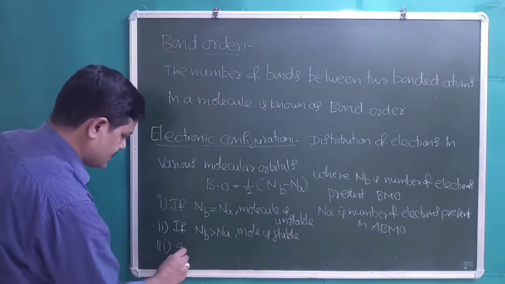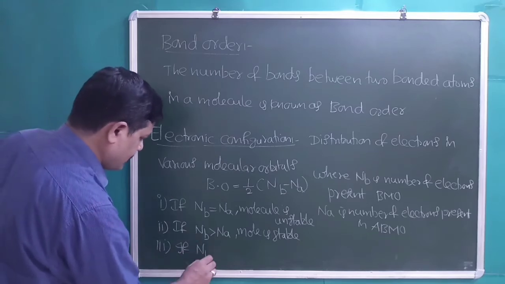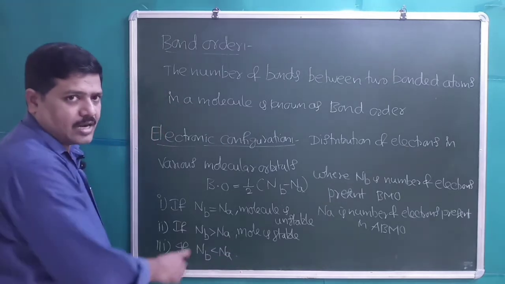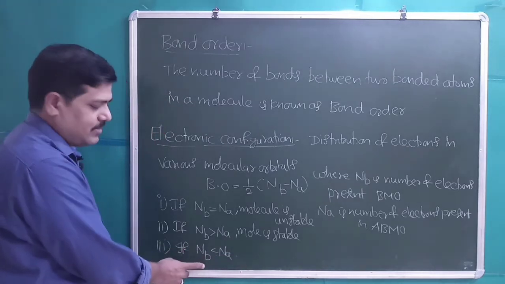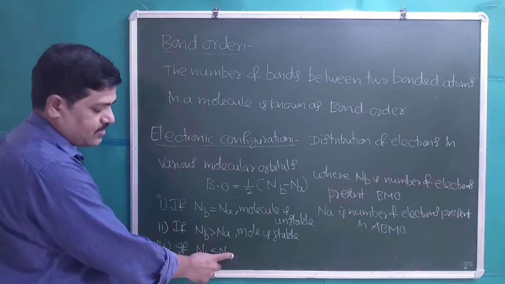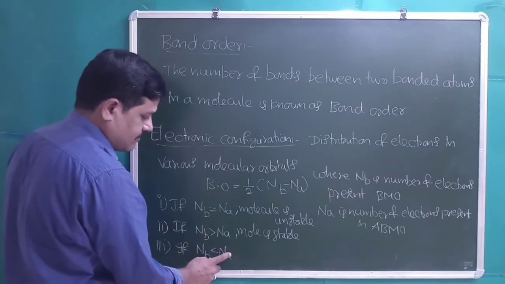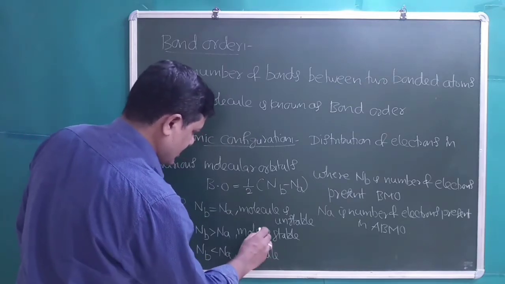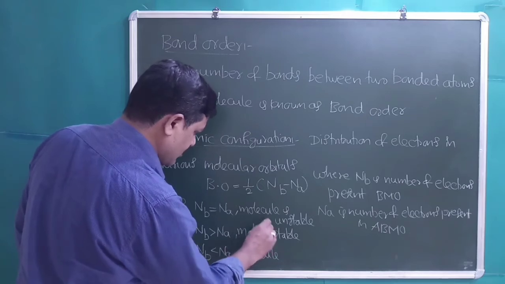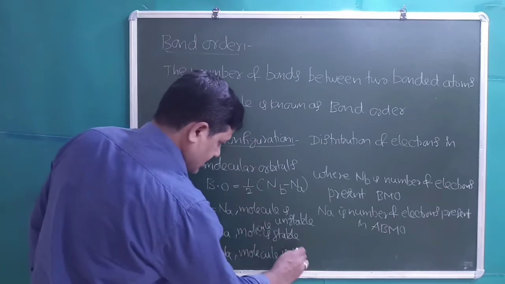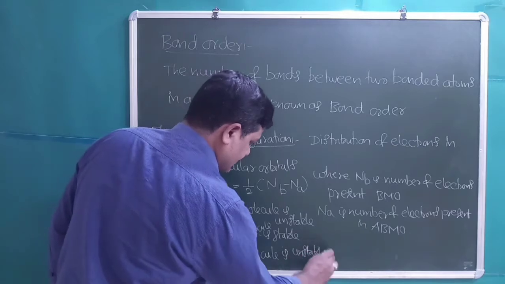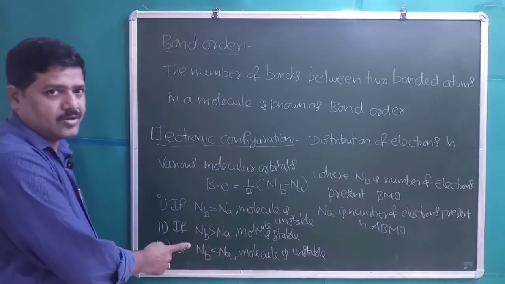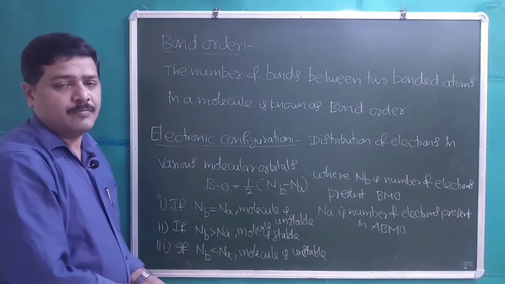Third condition is, if NB is lesser than Na, the number of electrons in the bonding molecular orbitals is less than the number of electrons present in the anti-bonding molecular orbitals, then the molecule is unstable. Students, the bond order for a given molecule conveys some important information.